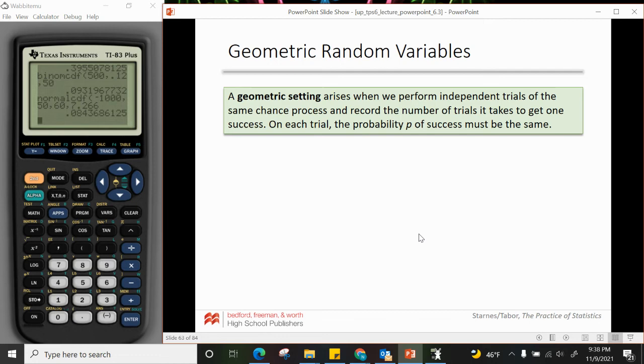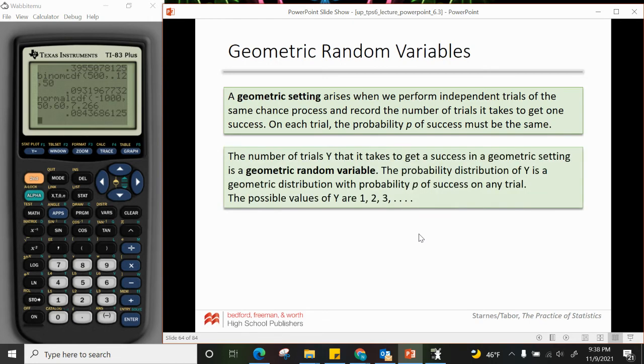The goal is to get one success. And again, it has to be a success or failure, so the binary part is here. The only difference is that the number of trials is not fixed. In binomial, you had 5 kids, or 500 teenagers age 14 to 18. You knew how many people you were sampling from. That's in a binomial.